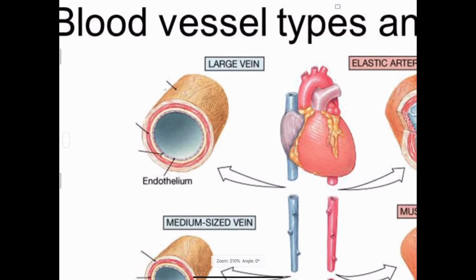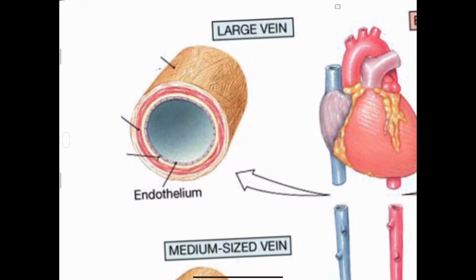Now comparing that to the vein, in comparison to the artery, they have relatively thin walls. Because when we go further to the capillaries, we will say that the thinness of the walls reduces dramatically. But in comparison to the artery, veins have relatively thin walls.